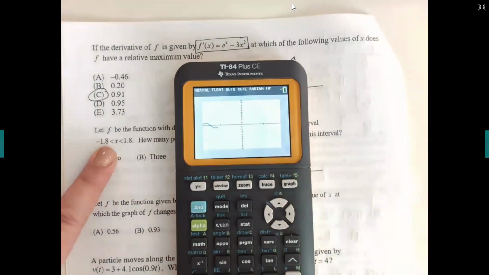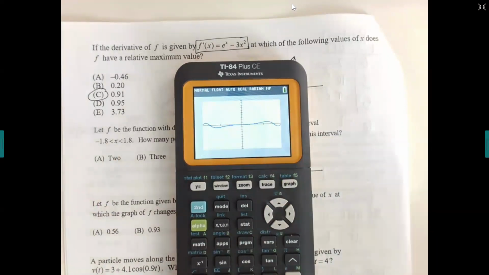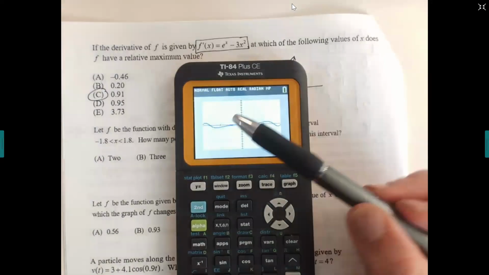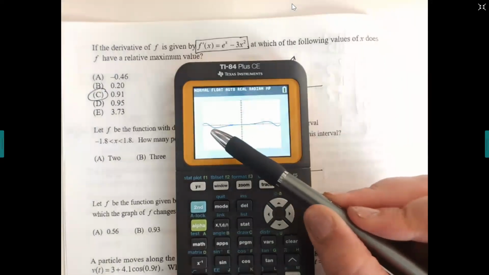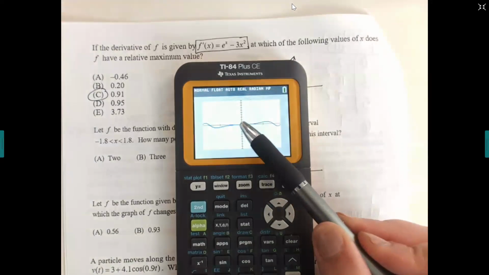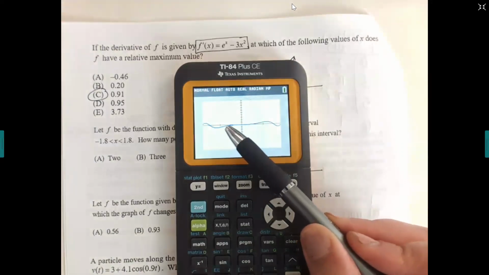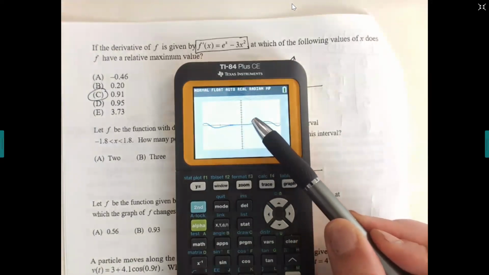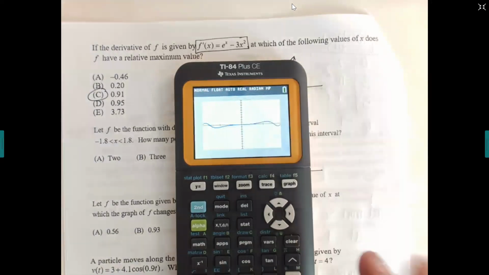What would I be looking for on this graph for a point of inflection? What feature? Change in slope. Very good. So count them. How many do we have? One, two. Now, does this count? No, because it goes uphill, but then it keeps going uphill. That doesn't count. Then three, four.